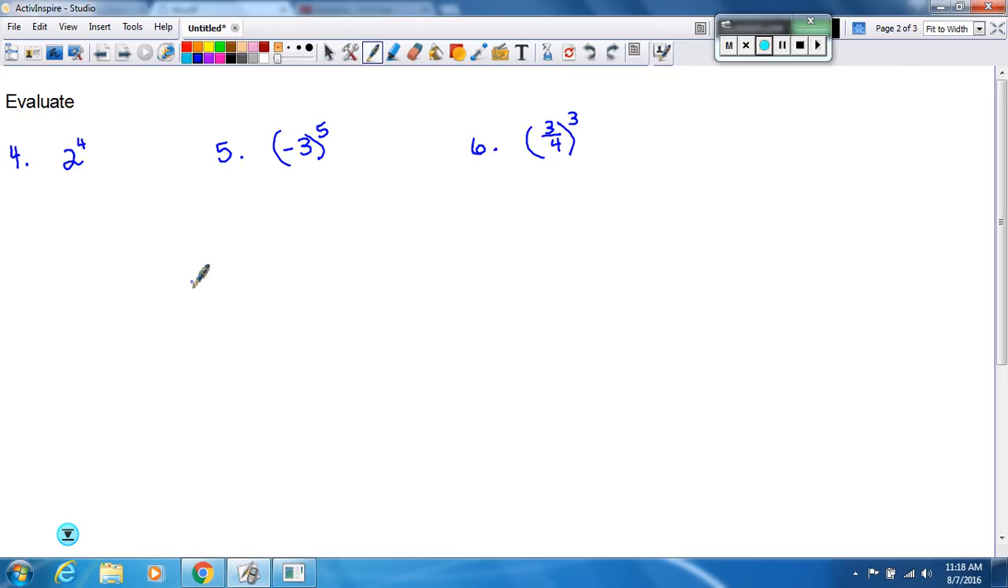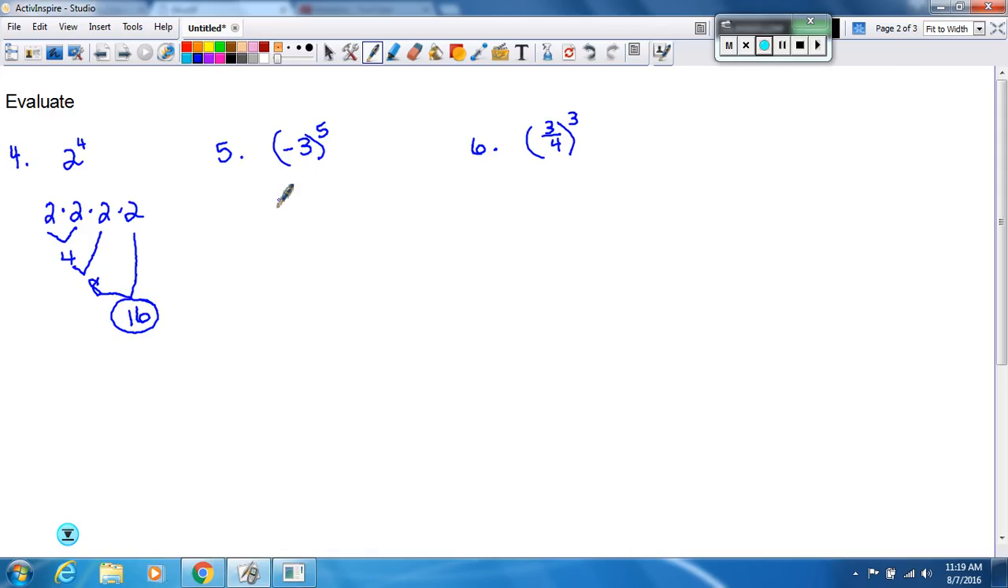Number 4 is evaluating. This means the exponent tells how many you have. So this means we have 4 2's. So it looks like this: 2 times 2 times 2 times 2. And then because it's evaluate, you have to figure that out all the way. So 2 times 2 is 4. 4 times 2 is 8. 8 times 2 is 16. So the answer is 16 on that one.